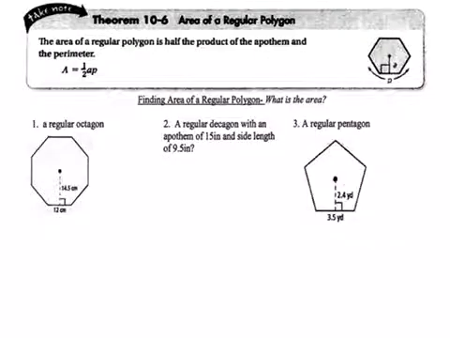All right, so here we're introduced to the area formula for a regular polygon. The area of a regular polygon is equal to 1/2 the apothem times the perimeter. And remember, perimeter is the length of all the sides added up.